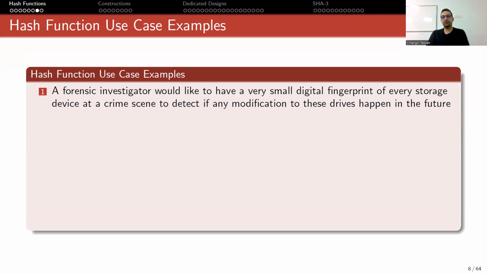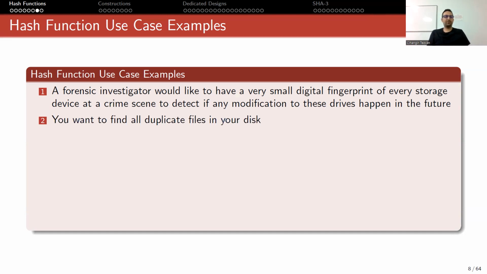A forensic investigator would like to have a very small digital fingerprint of every storage device at a crime scene to detect if any modification to these devices happens in the future. And actually, this is what they legally do. At a crime scene, if you find any hard drive, anything that stores data, you actually have to calculate the hash of it and record it in the document, so that if in the future during the investigation somebody maliciously puts something in the drive or deletes something, you can say that the hashes do not match. So you say that it was tampered. So it actually checks the integrity of the device.